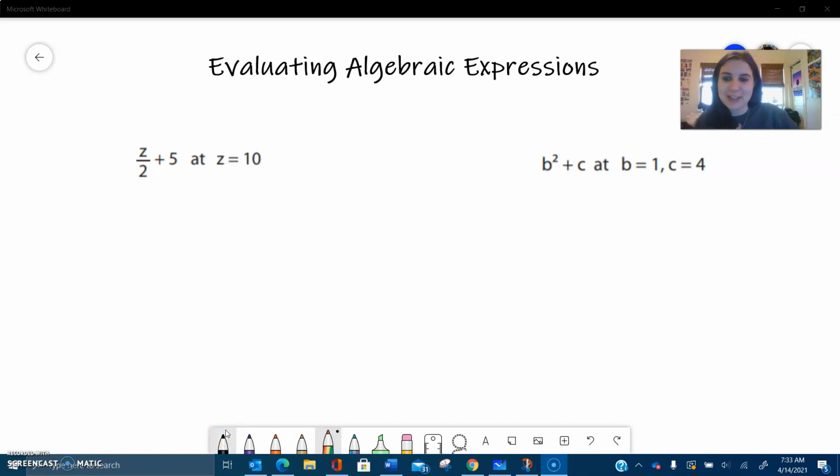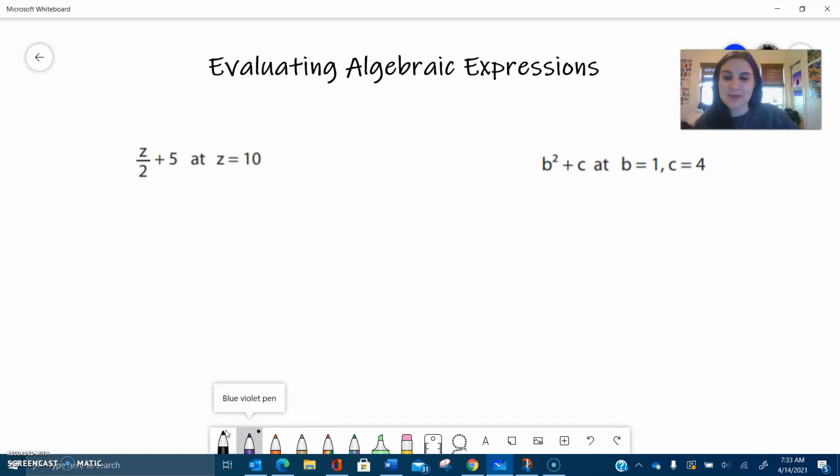Hi guys, I just wanted to do some quick examples of how to evaluate algebraic expressions. So the whole deal with evaluating expressions is substituting a value in for a variable.